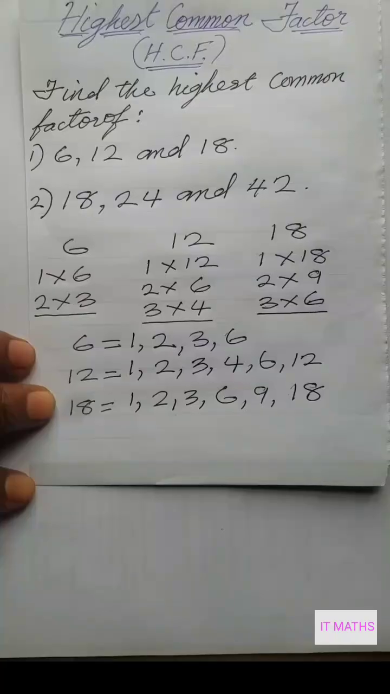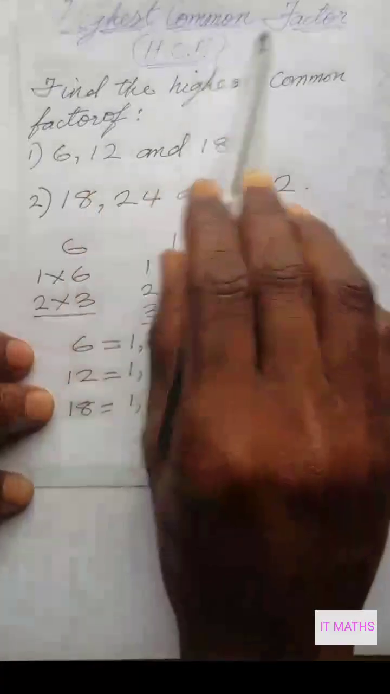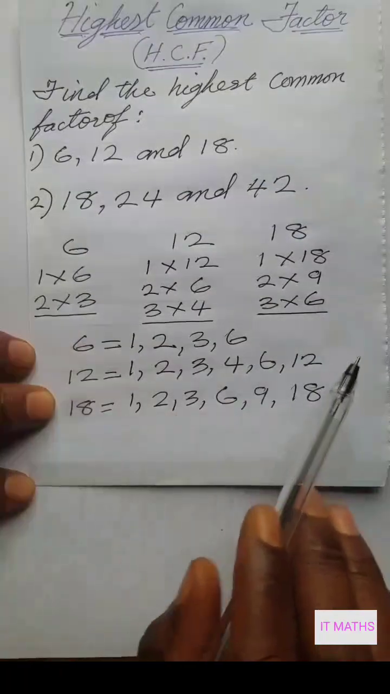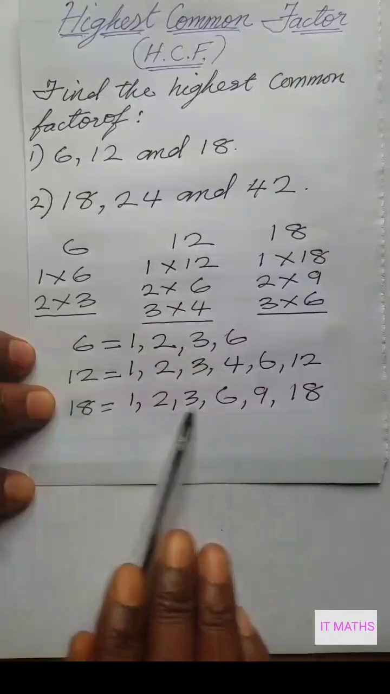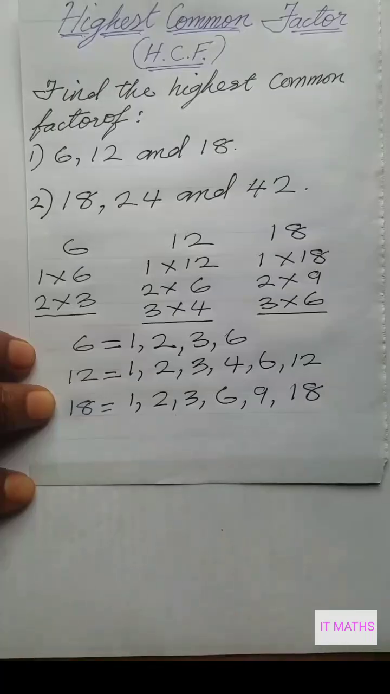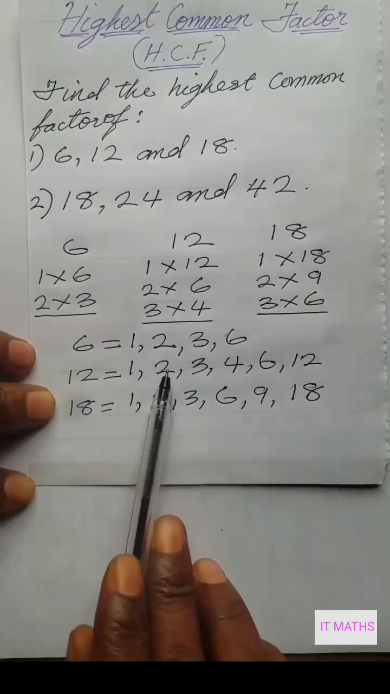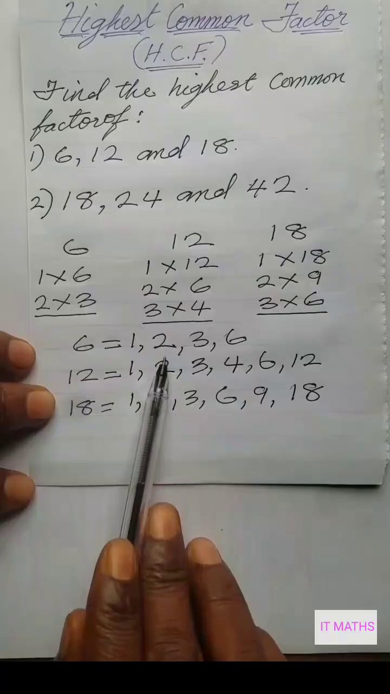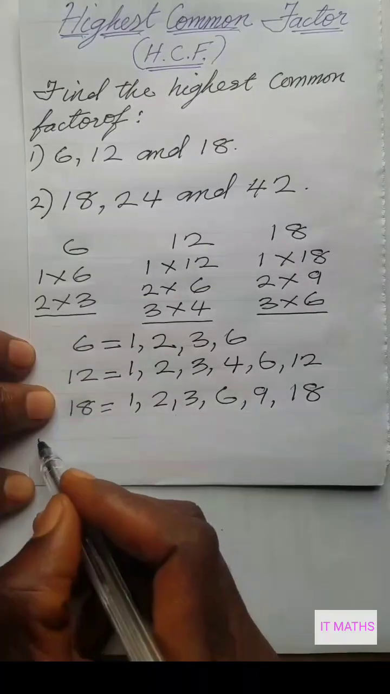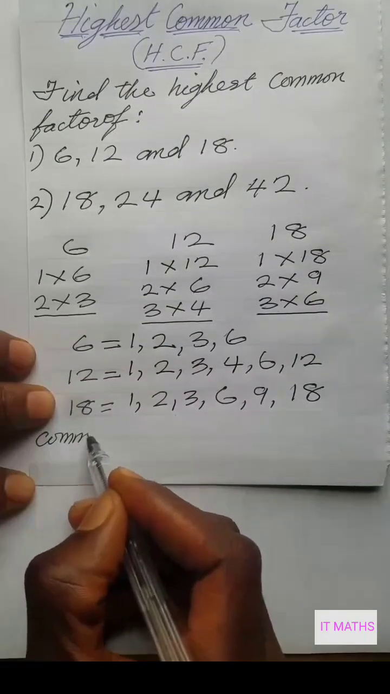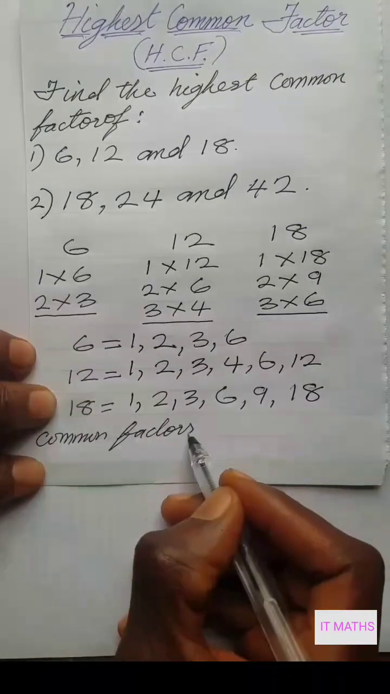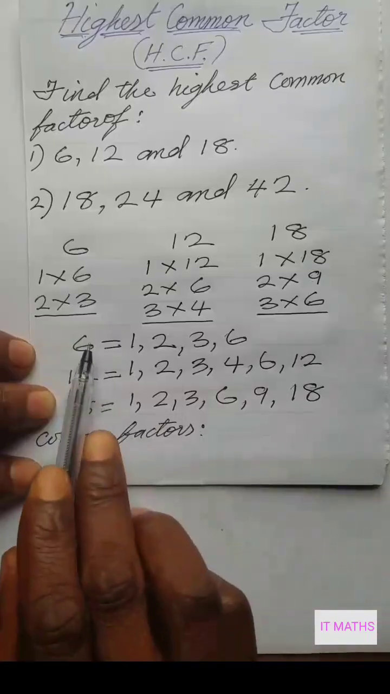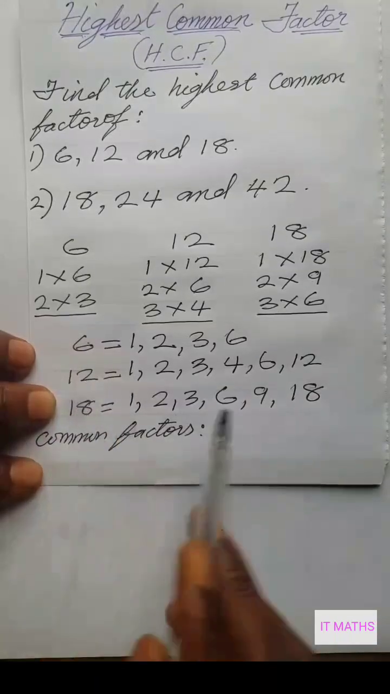So what's the next thing to do? Remember, we are looking at highest common factor. We are first going to get common factors. What does common factors mean? Common means what we have here, and have here. What is common to all of them. So let's get the common factors of these numbers.